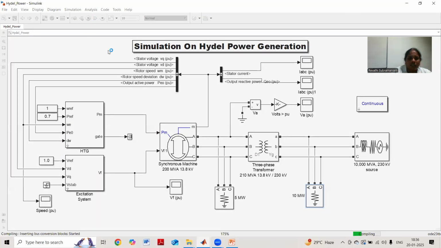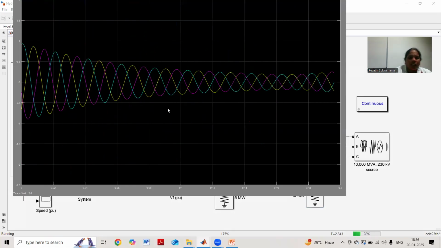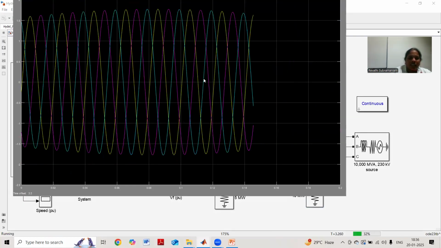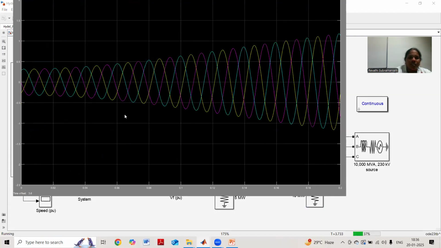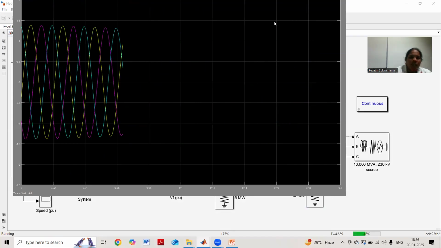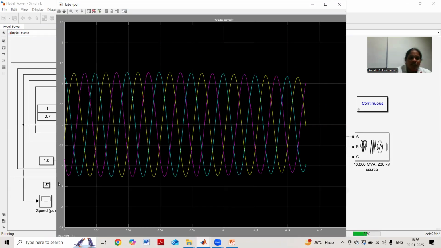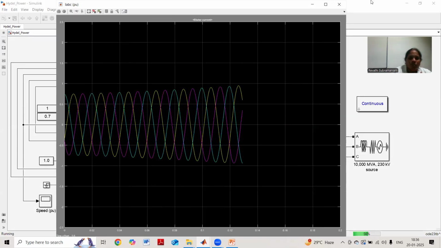If I run the simulation, it compiles, there is no error and the time starts to run, the simulation starts to execute. Here I can see the output of the turbine generator, that is the stator current of the turbine generator. Since it is simulating, it keeps on moving. Once the simulation completes, you can see the final three-phase current of the turbine.